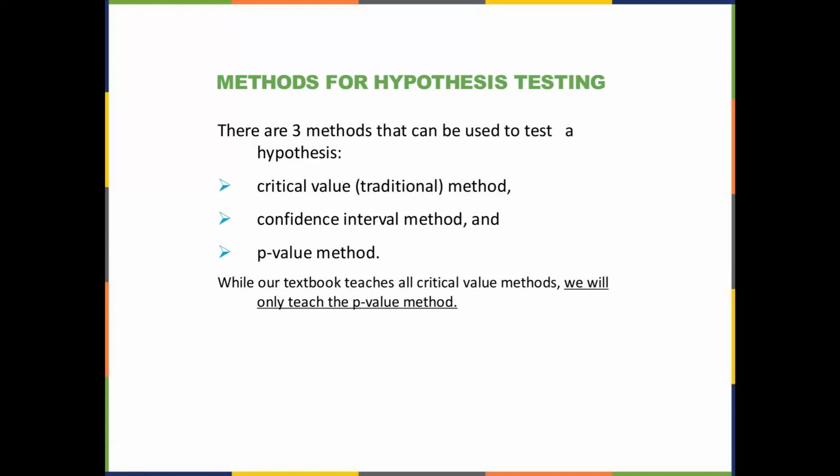So there are three methods for hypothesis testing. There's the critical value method, which is the traditional method. There's the confidence interval method, which is based off of using confidence intervals that we did last time. And then there's the p-value method. You can use any of these methods. The textbook teaches all of these methods, but we will be using the p-value method.